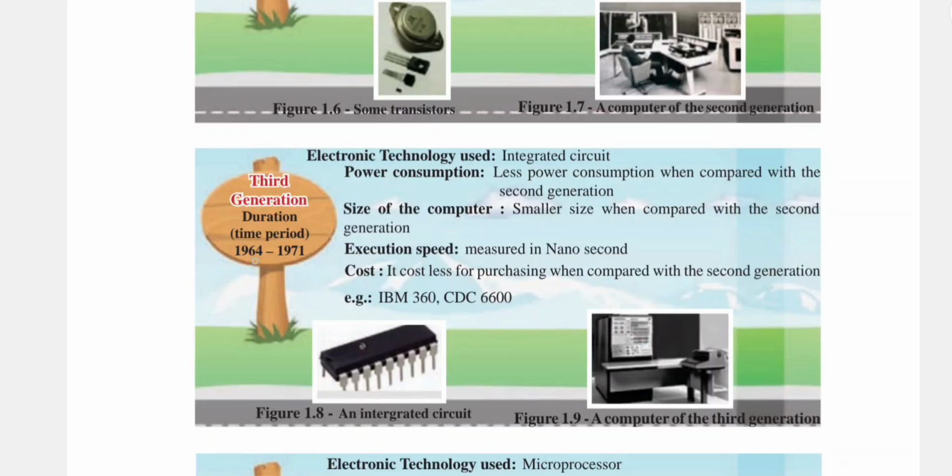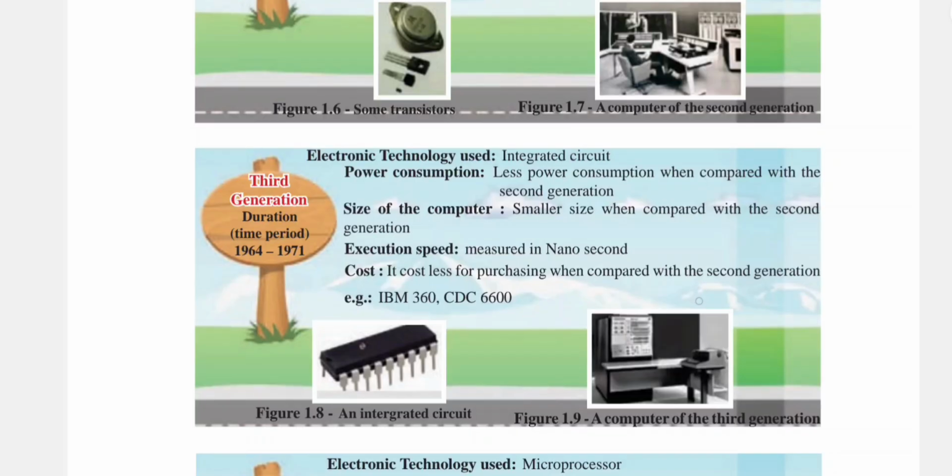Third generation. Now let's talk about the third generation, used from 1964 to 1971. These computers use integrated circuits, also called ICs. An integrated circuit means many electronic components packed into one small chip. Because of ICs, power consumption was less than the second generation. Computers became even smaller, and speed increased and was measured in nanoseconds.